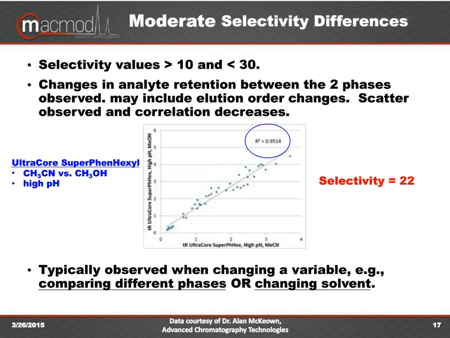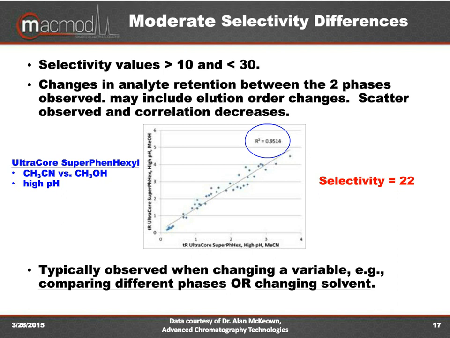If you look at something that might be representative of moderate selectivity differences, say between slightly below 10 to below 30, these are quite moderate and important and useful selectivity differences. This plot shows an S value of 22 for the same column, ultra-core superphenyl hexyl, analyzed with this sample set with acetonitrile in one case versus methanol, and these were all carried out at high pH. And this is the type of scatter plot you would see, and you could say, well, that doesn't seem like it's very scattered, but it significantly is.